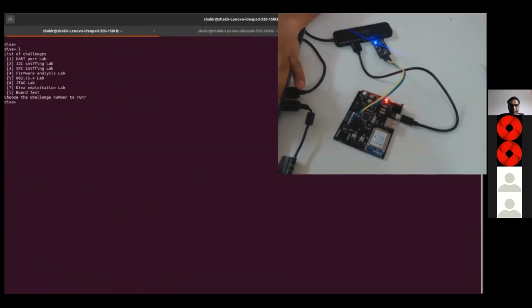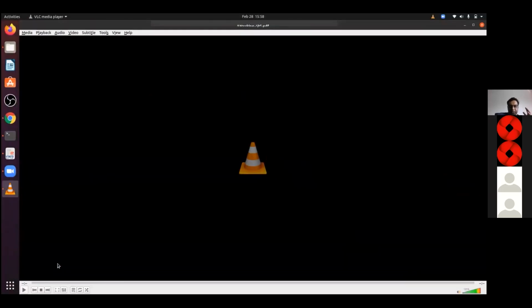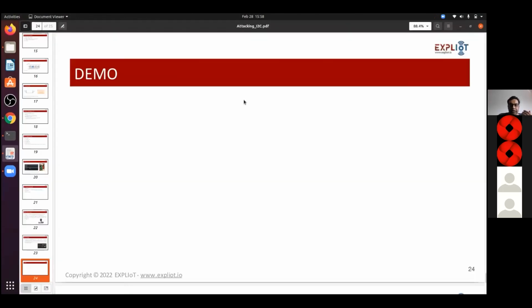So this is Diva. This is a list of the labs. And for the I2C lab, they want a password. So this was the admin, and we are granted access. So likewise, this attack is successful. Right? We extracted the password from this I2C, sniffed it, and you can basically get access to the I2C part. So this way an I2C attack can begin.